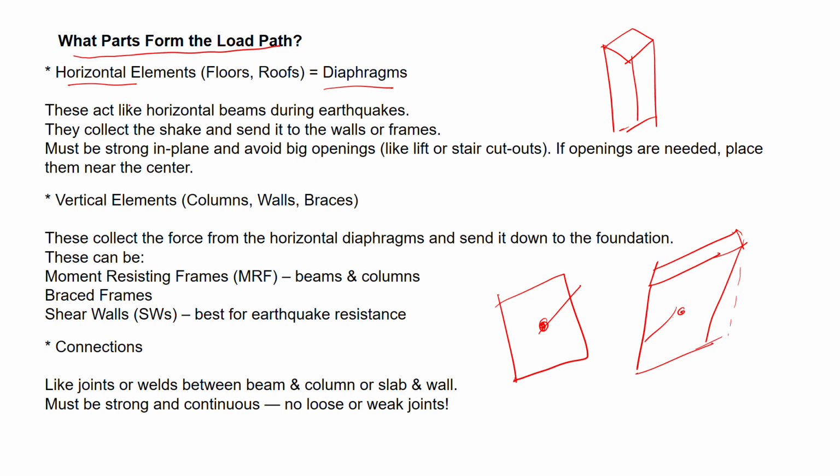So during earthquakes, the horizontal diaphragms collect the loads, and through that the loads are transferred to the vertical elements. The vertical elements collect the load from the horizontal diaphragm, then send it to the foundation. These can be of three types: moment resisting frames, braced frames, and shear walls. Shear walls are a very important key when it comes to earthquake resistance. And for horizontal elements, remember that you should avoid big openings.